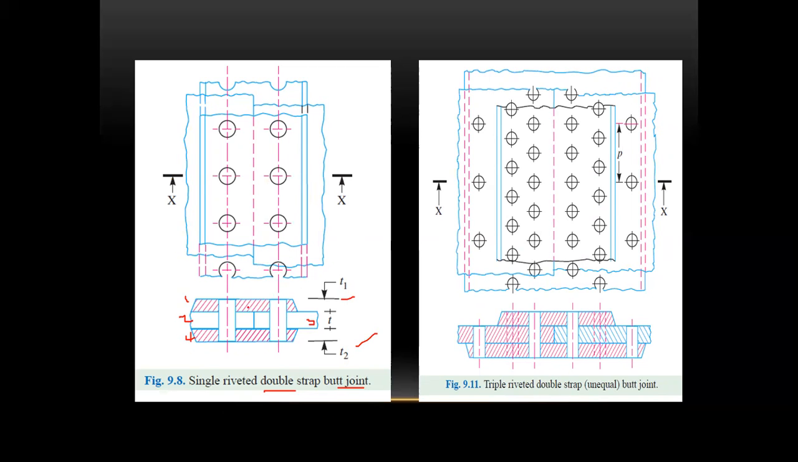So the cross section, they will show. So these figures you have already drawn in machine drawing. Okay, next coming to a triple riveted double strap unequal butt joint. Unequal, and it's just like a zigzag joint.